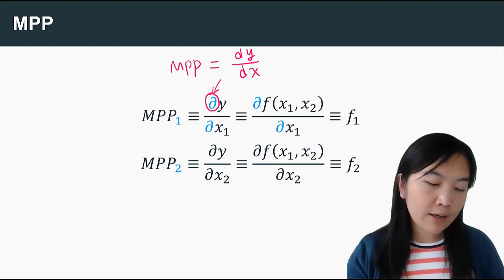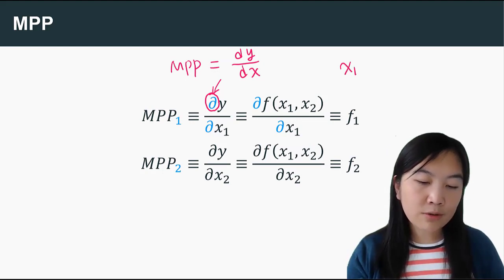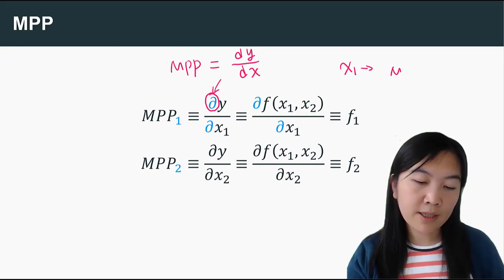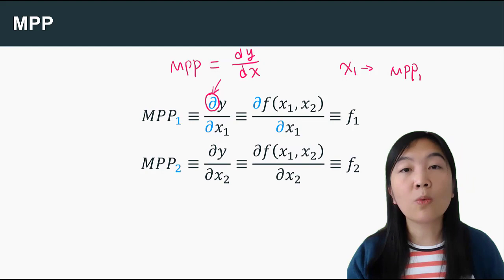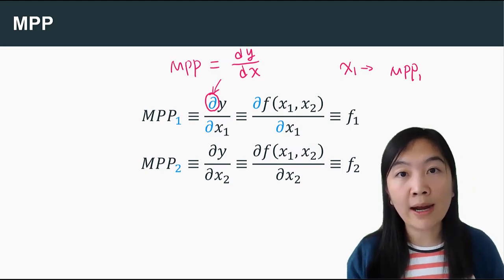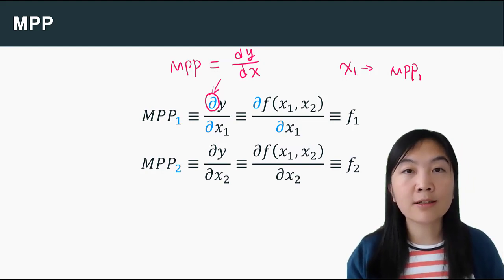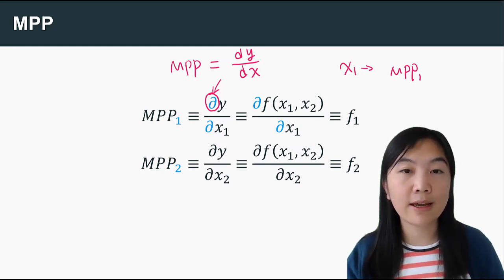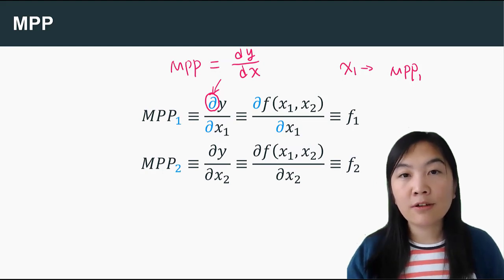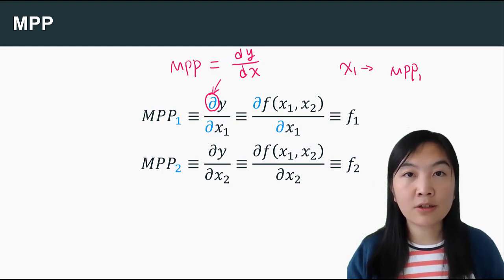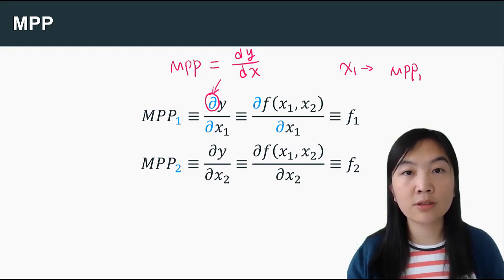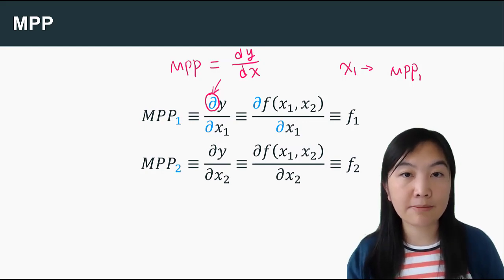So if we are increasing the use of x1 by a little bit, then MPP1 is measuring the increase in y due to that small increase in x1, and at the same time we're holding x2 constant. If you have a difficult time understanding this, you should watch lab session 2 again. There I introduced the partial derivative concept.